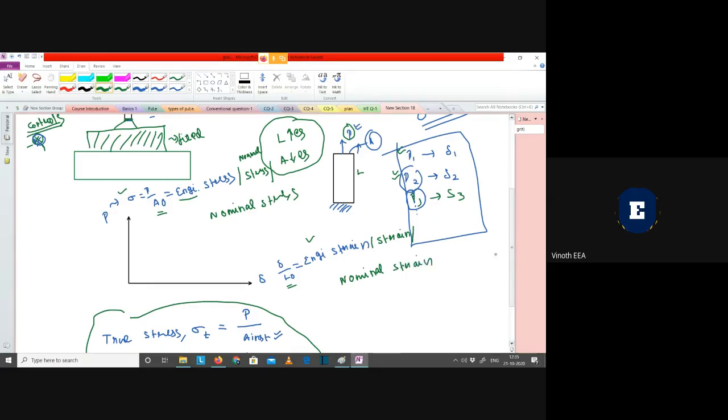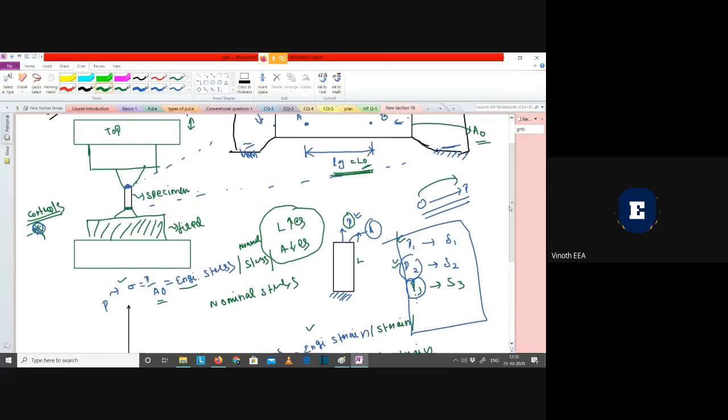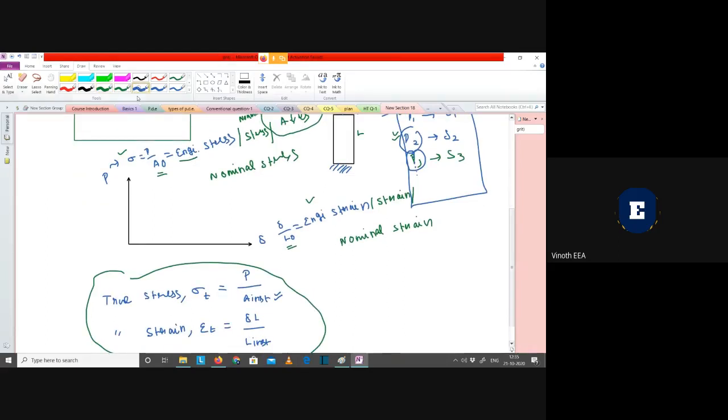Now a question comes to most of the students. The question comes, sir, we know that true stress and true strain are different. True stress will vary with respect to area, and true strain will also vary with respect to length. But why are you plotting the graph between engineering stress and nominal strain? Why can't you plot it between true stress and true strain? I hope you are understanding my question. My question is, why do I need to plot a graph between engineering stress and engineering strain? Why not true stress and true strain?